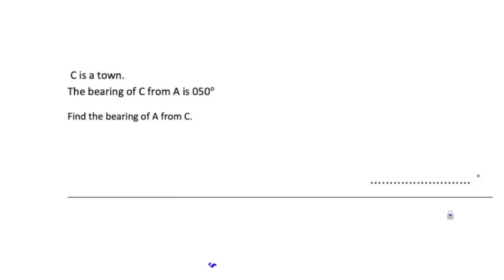So the next thing we're going to do now is look at question 3. So in this question we have C is a town. The bearing of C from A is 50 degrees. Find the bearing of A from C. And we've got no diagram this time.